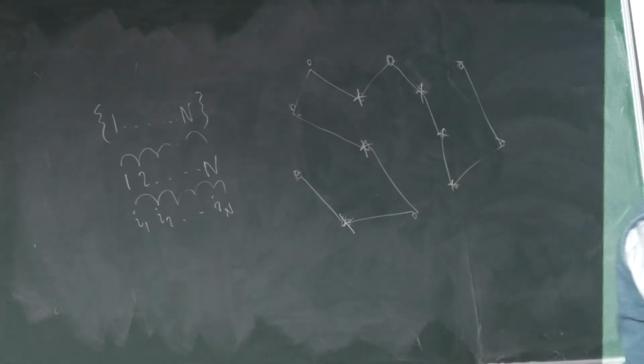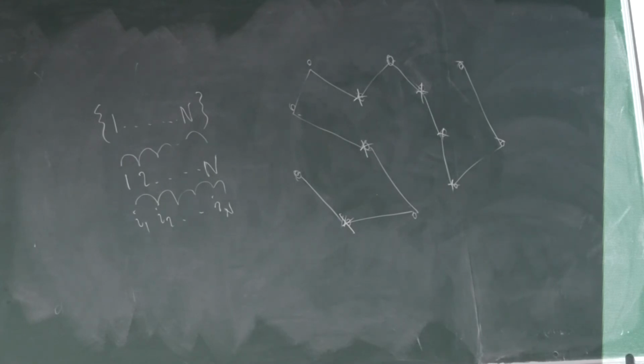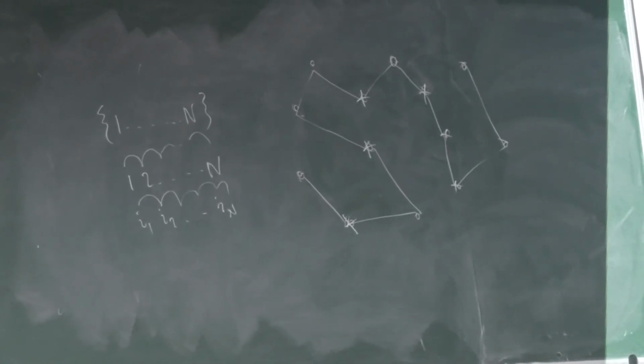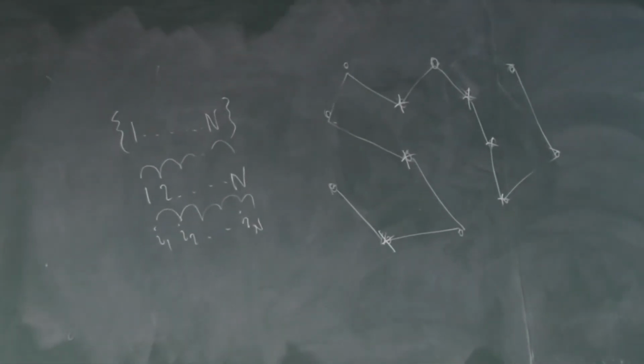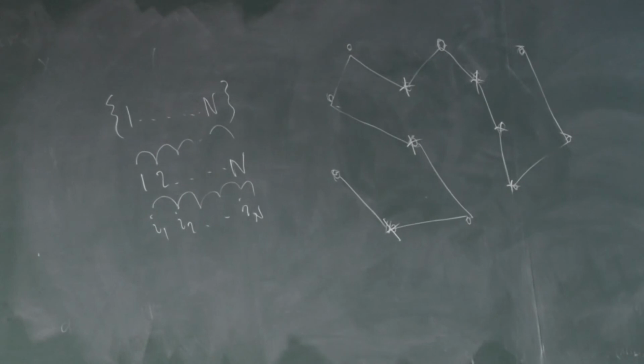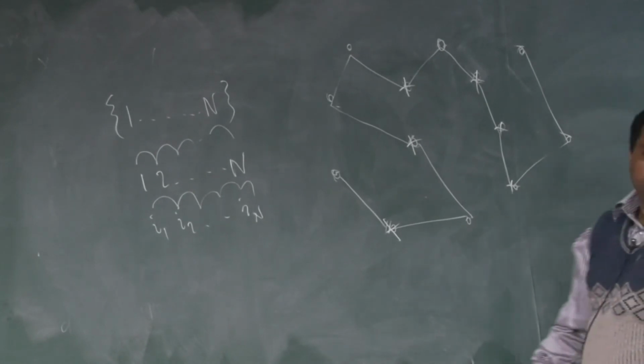So there are n factorial many choices, and associated with each of these n factorial arrangements, I will have a cost. What is the cost? The sum of the costs of the edges. That is the cost of the path. And naturally, one will look for the path for which the cost is minimum. And that is what is called the shortest Hamiltonian path.